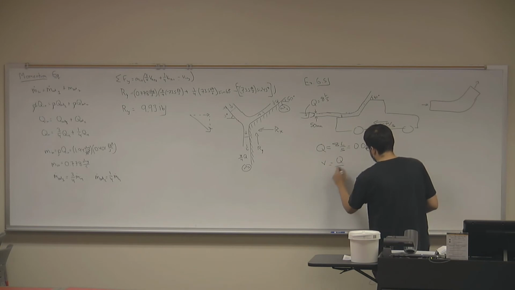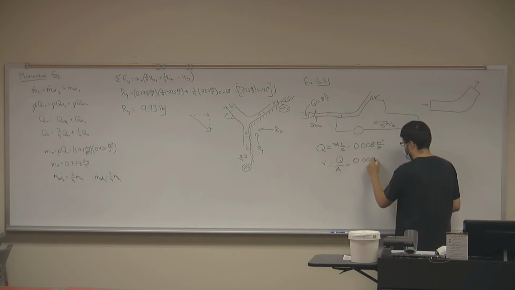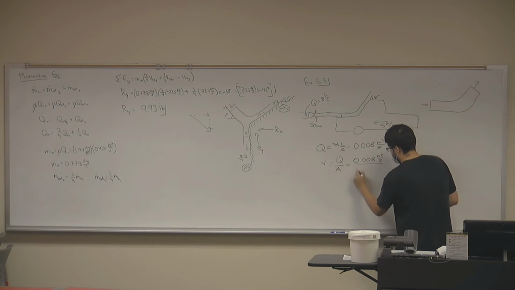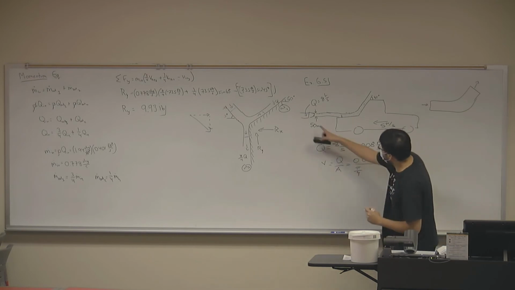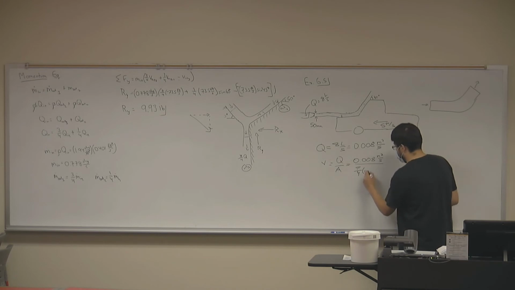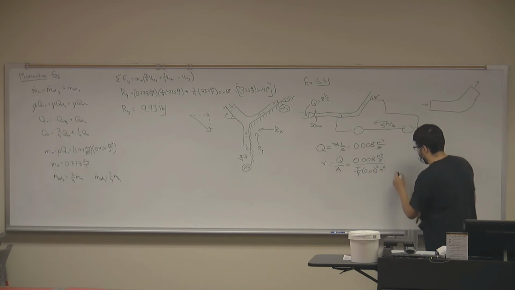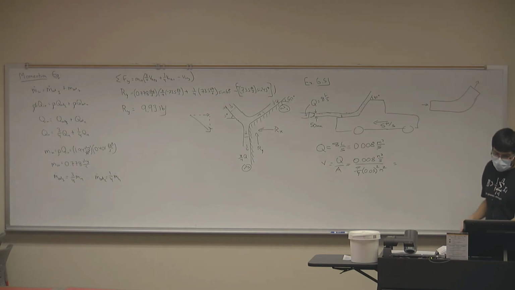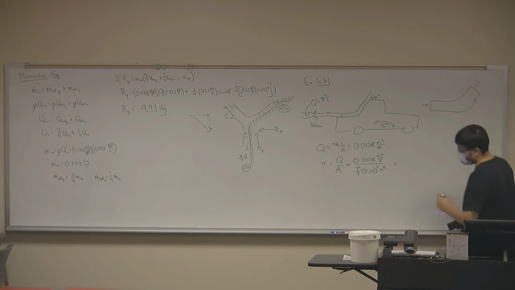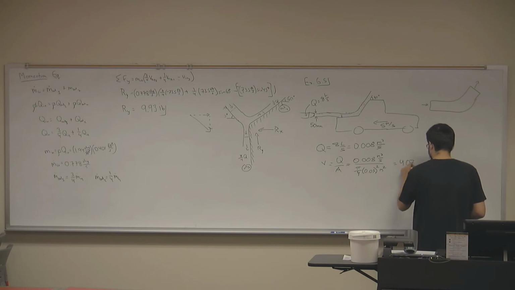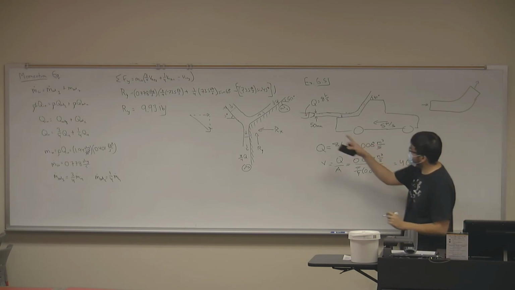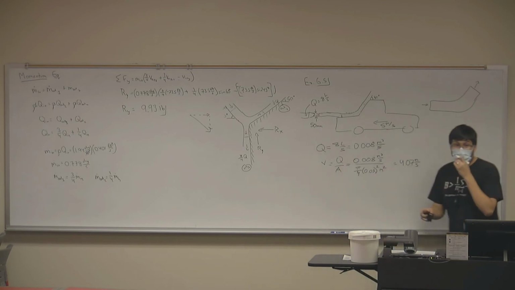So we got flow over area. I got 0.008 cubic meters per second. I have an area of pi over 4 times the diameter squared. That's 50 millimeters. Is 50 millimeters 0.05 meters? Okay, so 0.05 squared, and this will be meters squared. And this gives me a velocity of how much? 4.07? Can somebody confirm? Yeah. Okay, so this is the velocity of the fluid as it leaves the hose.